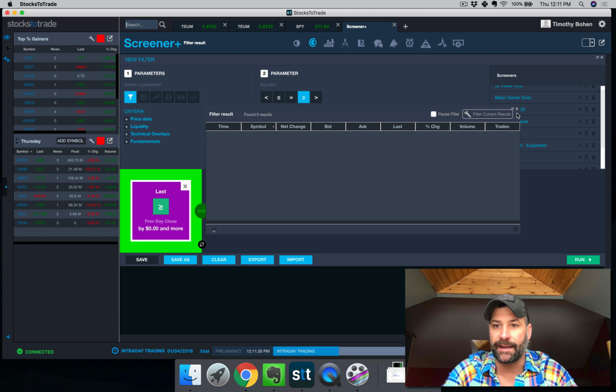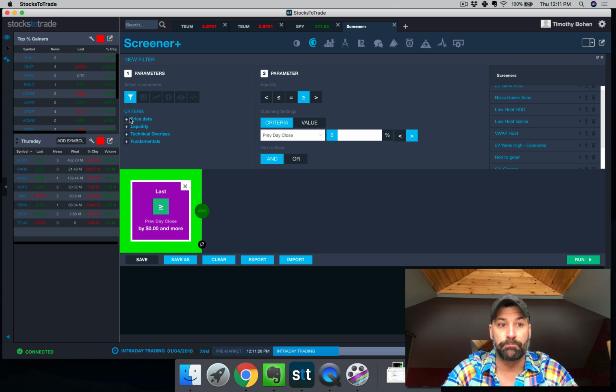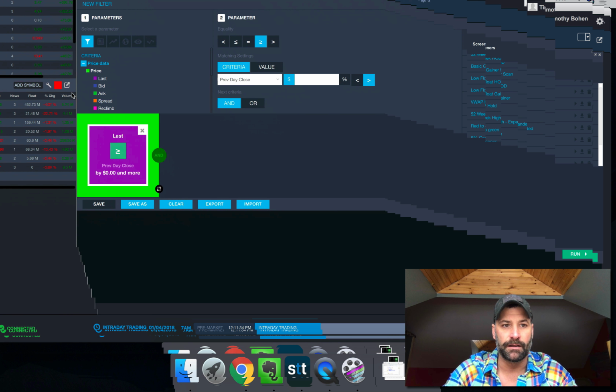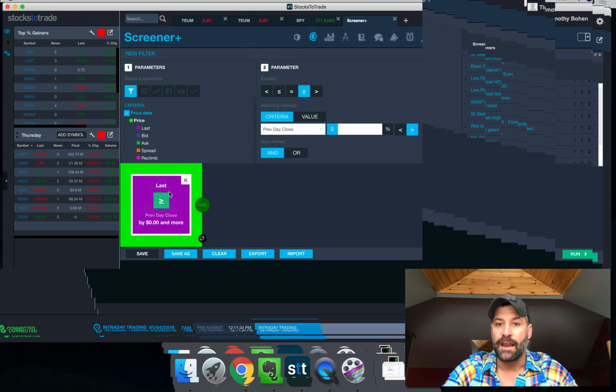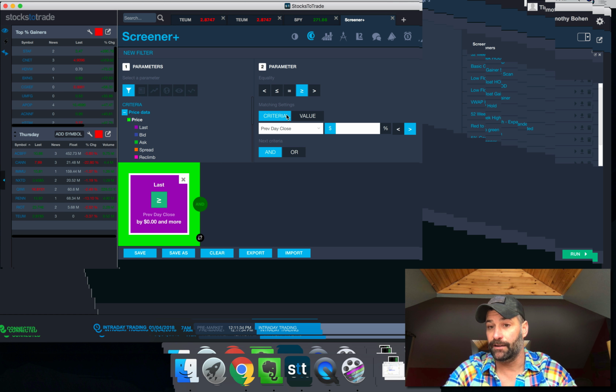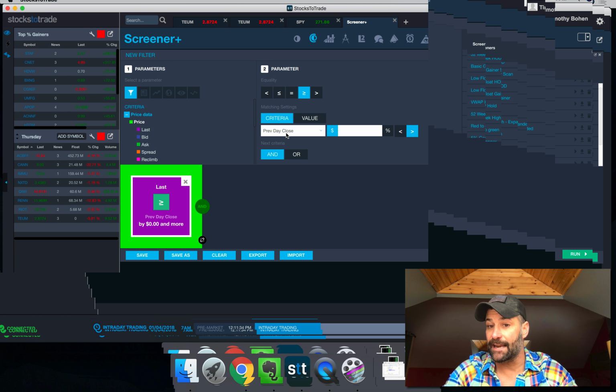What I'm gonna do is create a price data criteria based on the last price. And let me zoom in here. So my last price, I add my screener block, and then I'm going over to my criteria, my parameters, and I'm going to add a criteria, and then I'm going to the previous day close, and then I want it to be greater than or equal to.